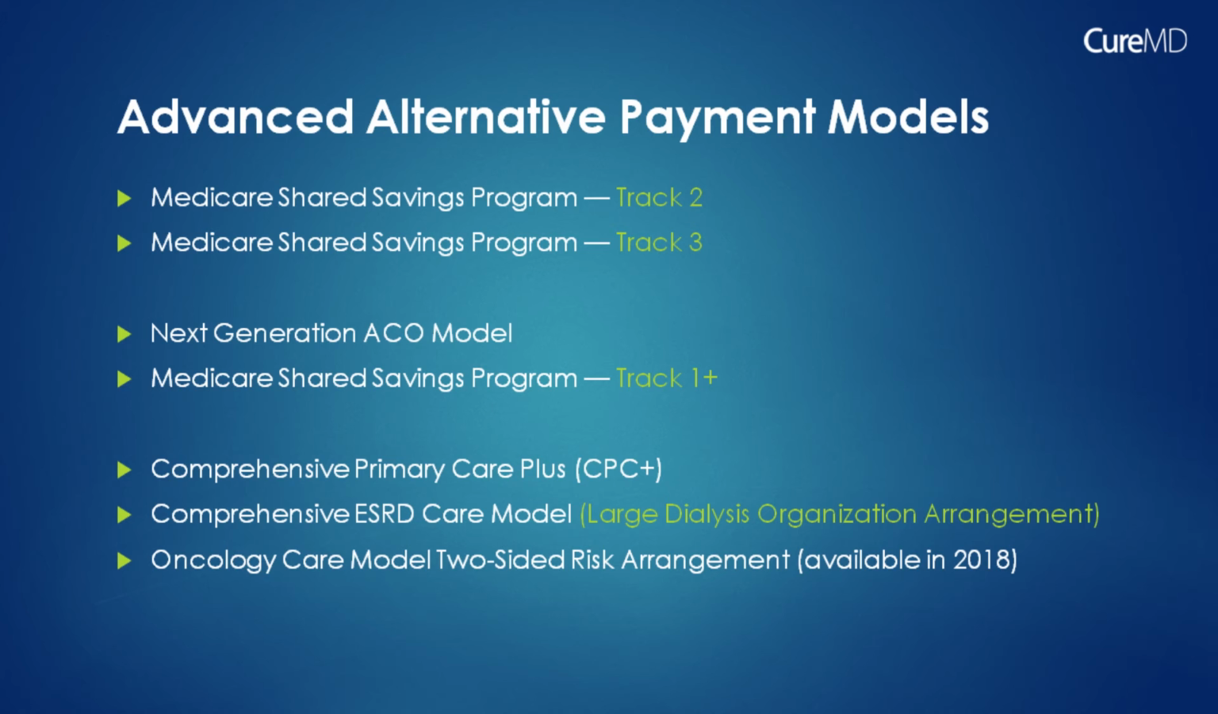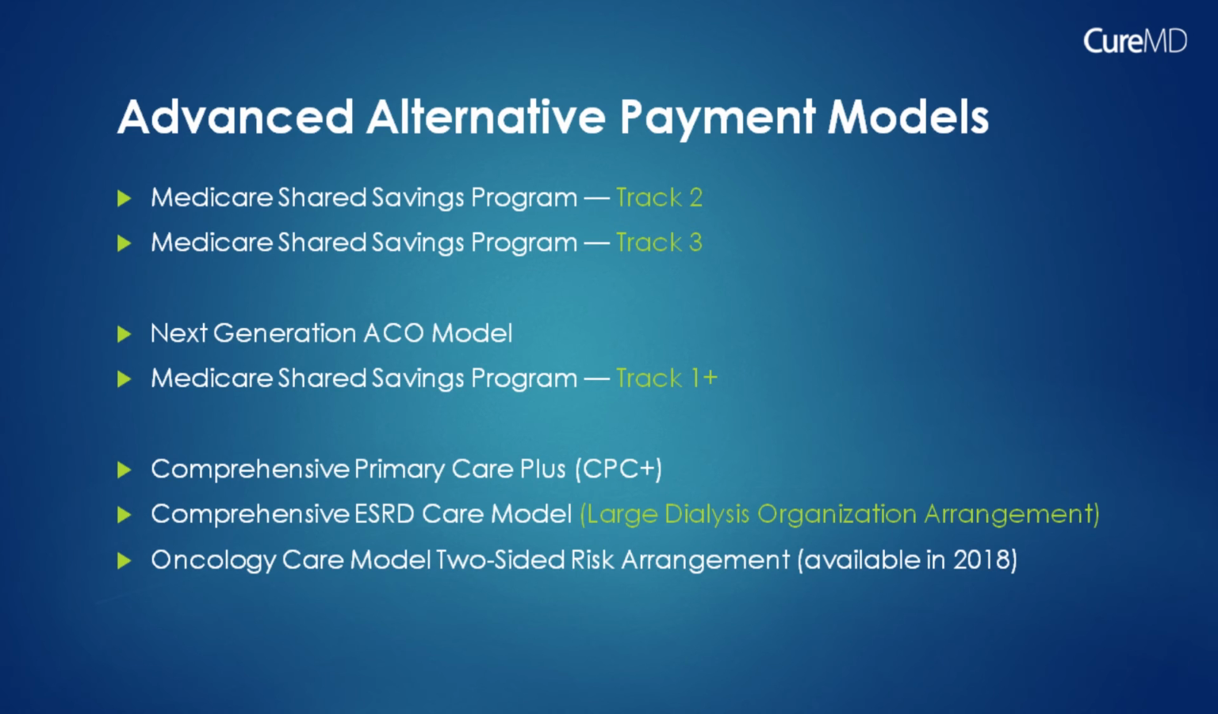So here's a listing of some of the models in 2017. We have the shared savings programs from before. You notice Track 2 and Track 3 listed next to them. There was a Track 1 under the Medicare Shared Savings Program, and that's the ACO that has no financial risk, no downside risk. These two programs have downside risk, so they qualify as advanced alternative payment models.